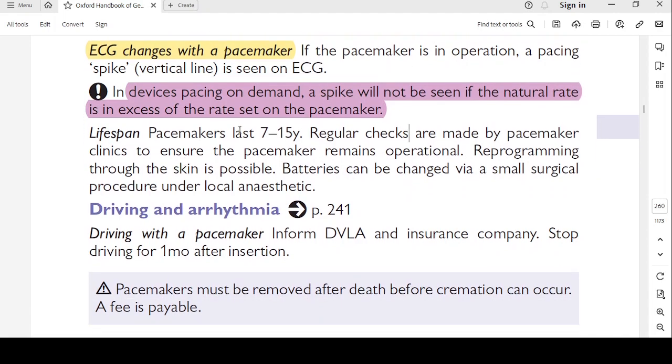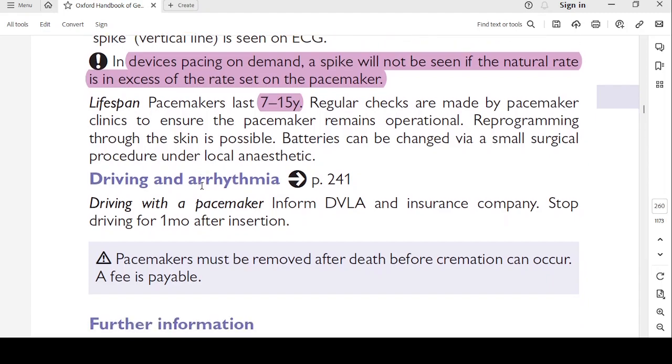Lifespan. Pacemakers last for 7 to 15 years. Regular checks are made by the pacemaker clinics to ensure the pacemaker remains operational. Reprogramming through the skin is possible. Batteries can be changed via a small surgical procedure under local anesthetic.